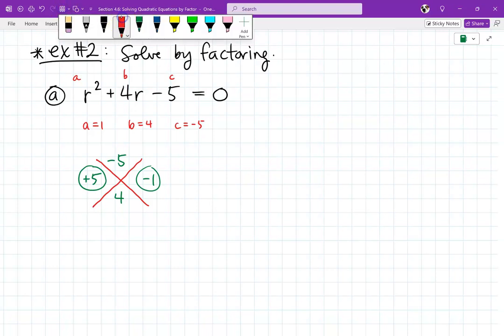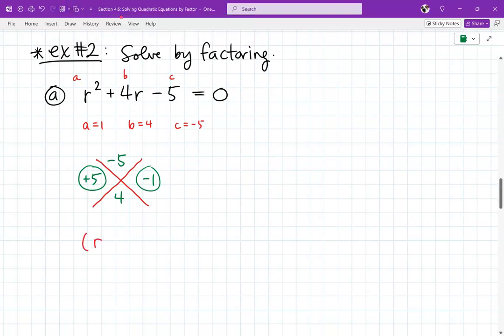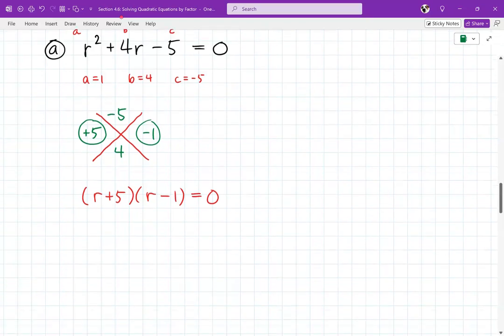So I'm going to write r plus 5, r minus 1 equals 0. Remember, the plus 5 and the minus 1 that I wrote come from those two circles, right? And the r is used because that's the letter that I'm dealing with, r values. So notice, now it's r plus 5 times r minus 1 equals 0. So that basically is that property, like you have something times something equals 0. So what I'm going to do is separate them, and solve them individually. So r plus 5 equals 0. R minus 1 equals 0.